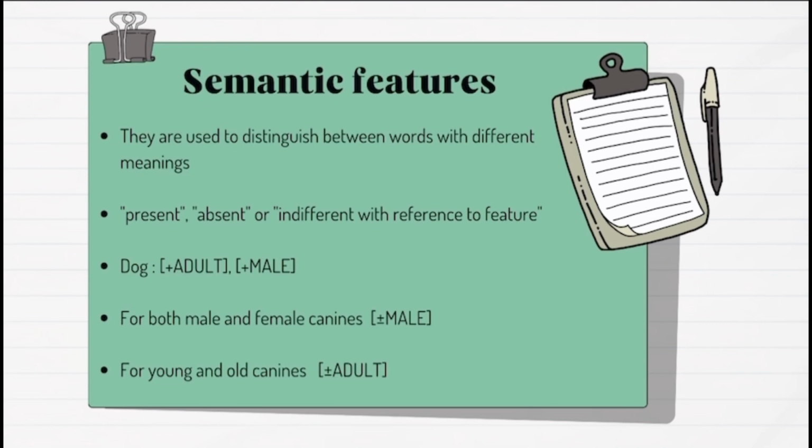Semantic features. Componential analysis is a method for analyzing the meaning of words by breaking them down into their basic semantic components or features. These features are thought to be universal, meaning that they are found in all languages, and they are used to distinguish between words with different meanings.